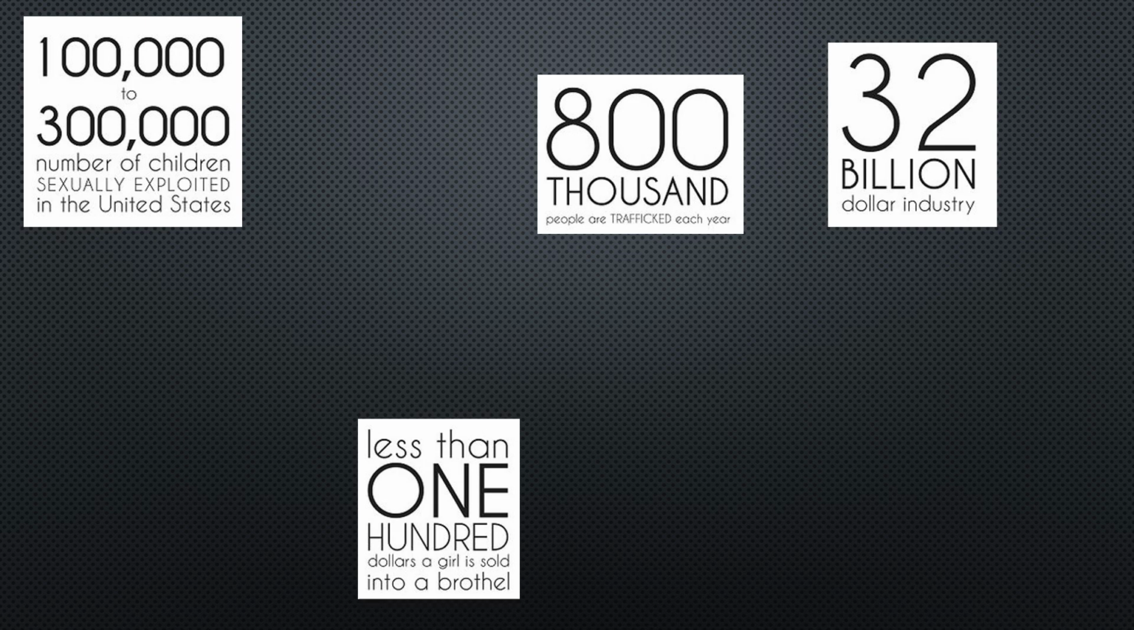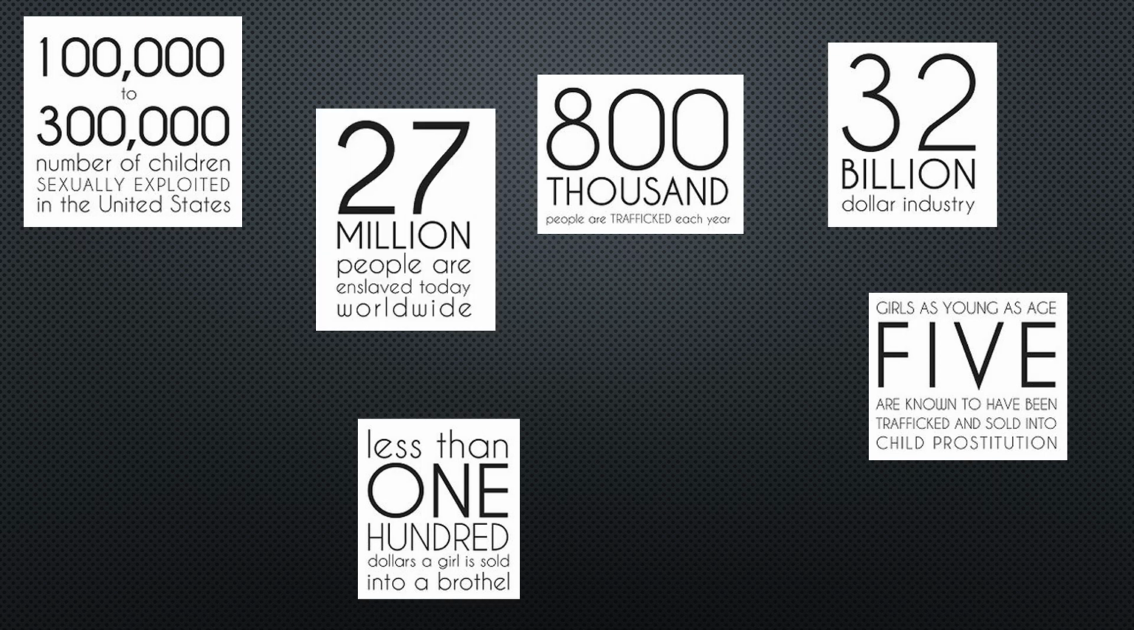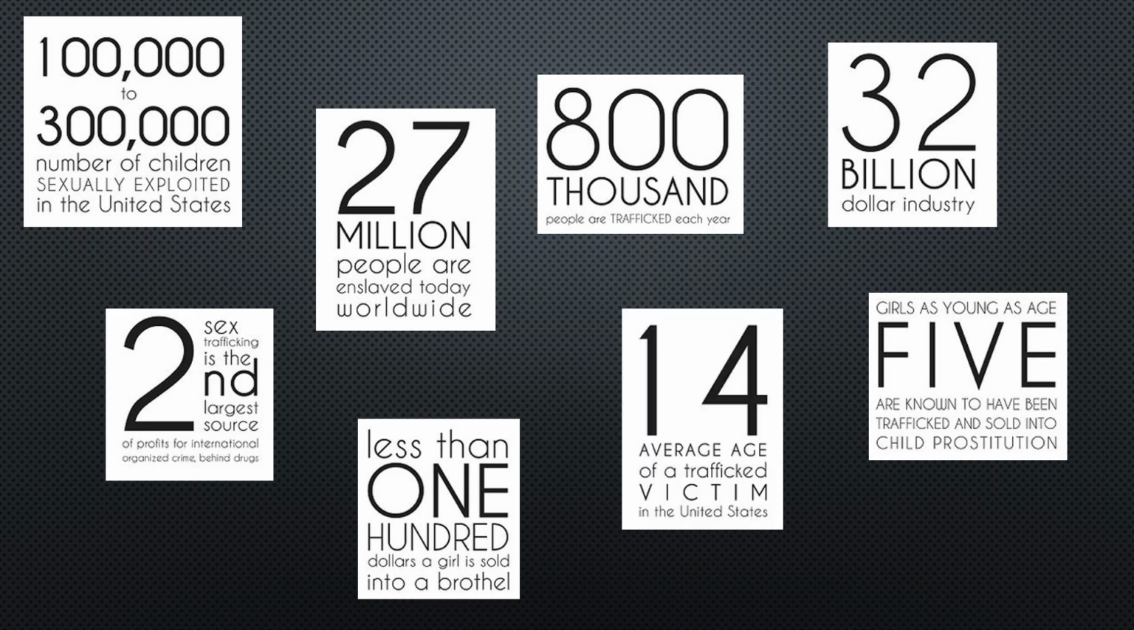800,000 people are being trafficked each year. Girls as young as 5 have been known to be trafficked and sold into prostitution. The youngest victim on record is 6 months. 27 million people are enslaved worldwide today, and it's the second largest source of profits for international organized crime. And the average age of a victim in the United States is between the ages of 11 and 14.